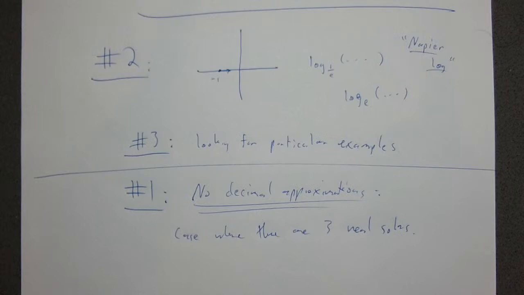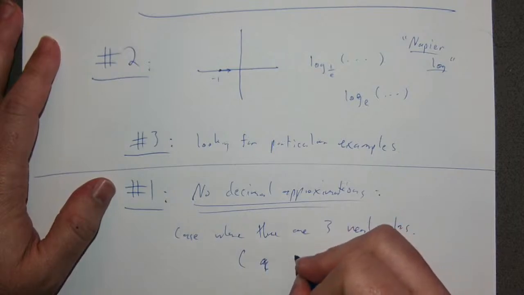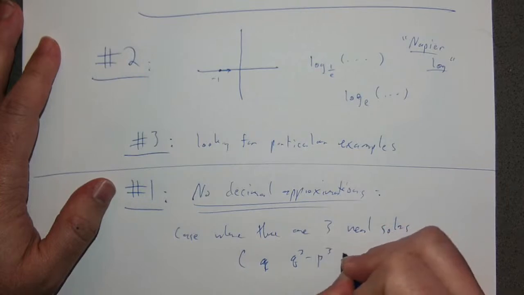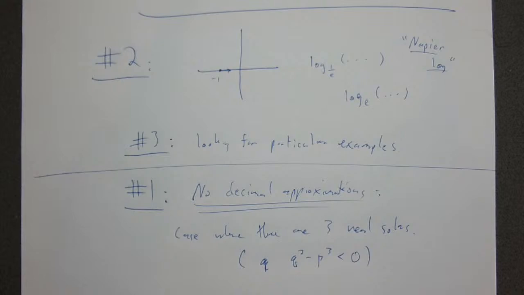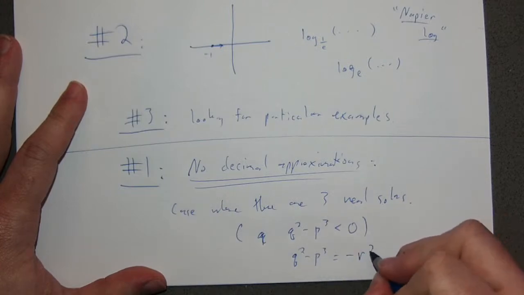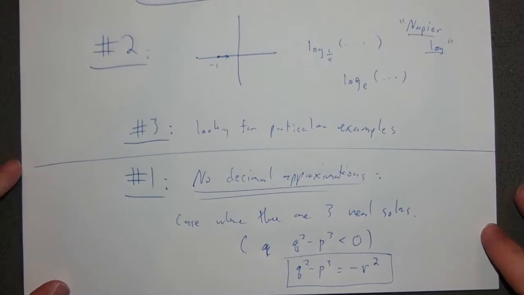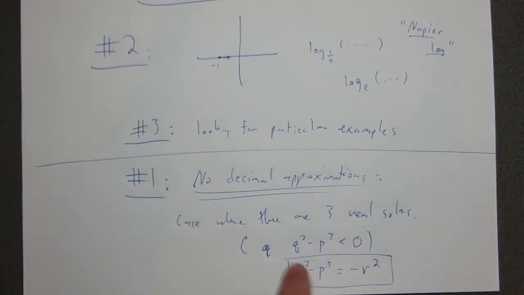And so in our case breakdown in that supplemental video, this is the case I described where I think I used Q and P. So Q squared minus P cubed is less than 0. Okay, and it will be helpful to you to think of q squared minus p cubed as minus some real number squared. This shows up. Okay. So, once you realize you're in this case, you can write out explicitly what those roots have to be. And so you can find out exactly what these things are.